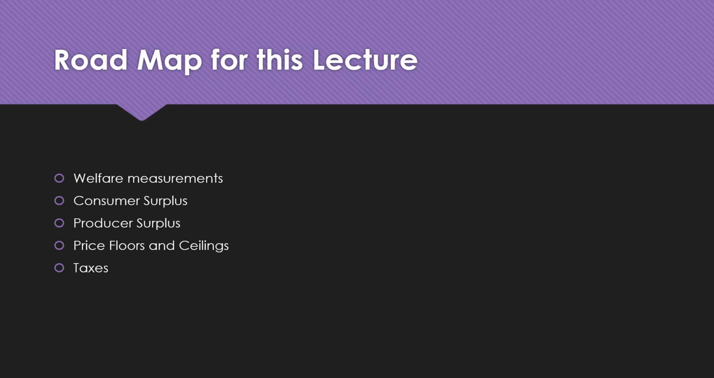A roadmap for this lecture starts with discussing these measurements of economic welfare. So we'll talk about economic efficiency, allocative efficiency like we did in the first lecture of the course, and then build off of that by discussing what consumer surplus is, what producer surplus is, and then we'll talk about government intervention in three ways. The first way is price floors, the second way is price ceilings, and the last way is through taxes. And we'll see how these different government interventions can affect efficiency and why they are used in this efficiency versus equity context.